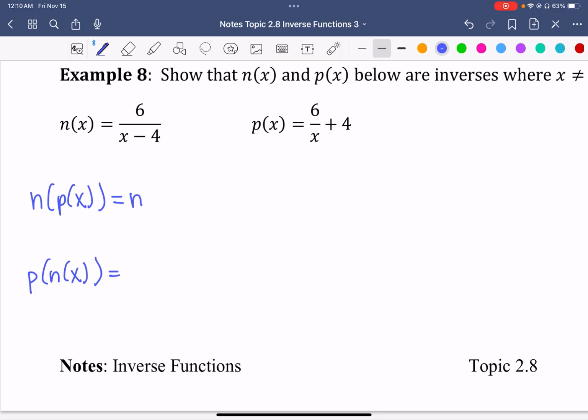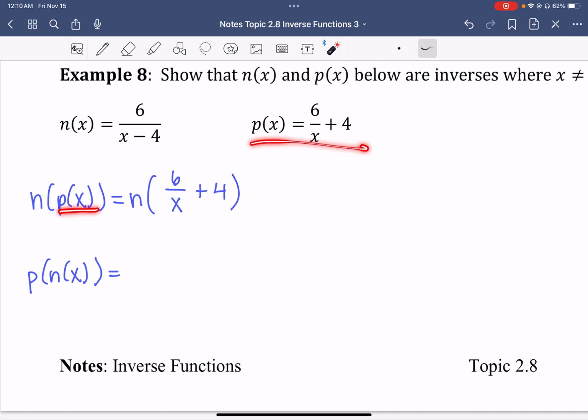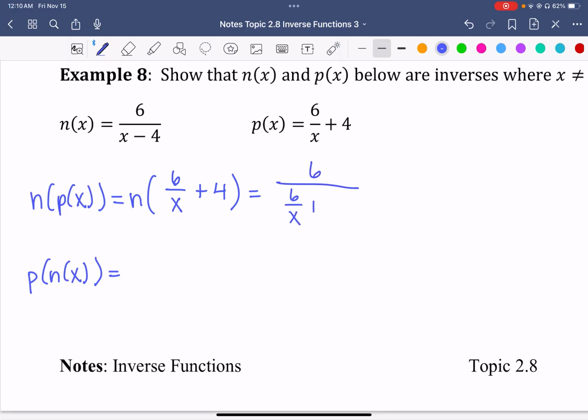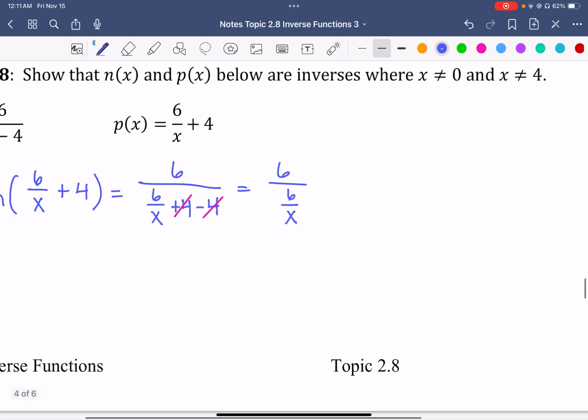Okay, so we have n of 6 over x plus 4. So I'm replacing the equation of p in the parentheses, and I'm going to put this into the x value of n. So we have 6 over x plus 4, and then I still have a minus 4. I can simplify in the bottom: the 4 and the minus 4 cancel out, they equal 0. So I would be left with 6 over 6 divided by x.